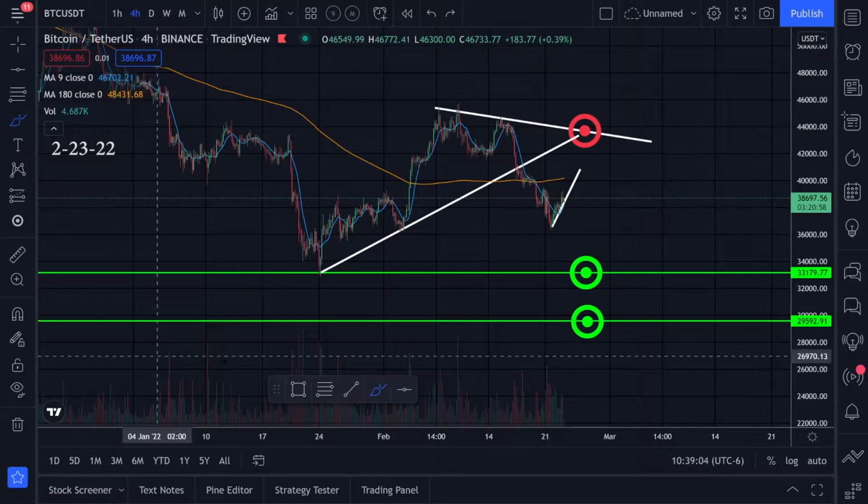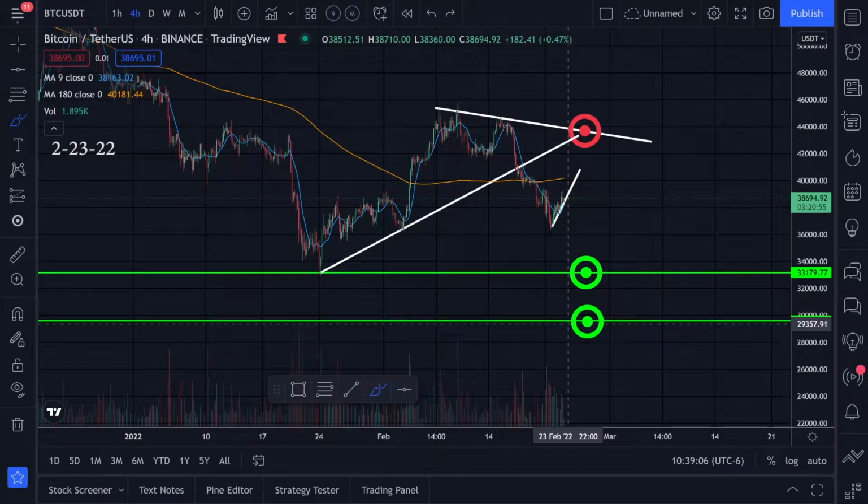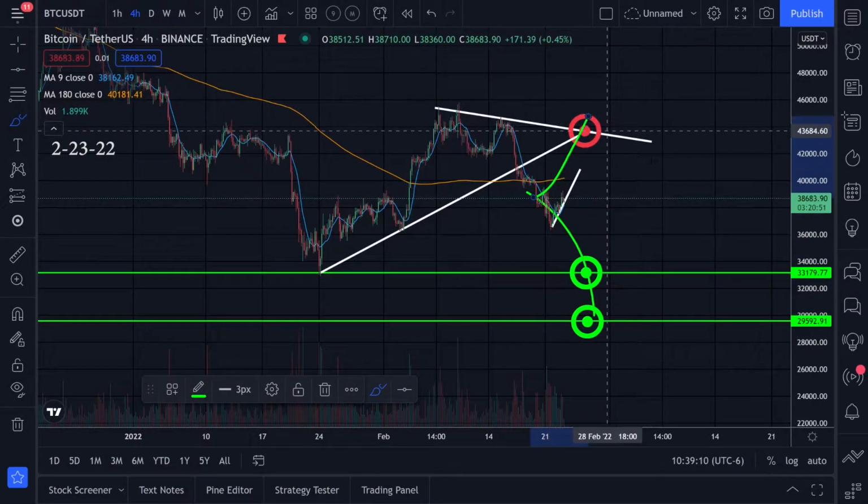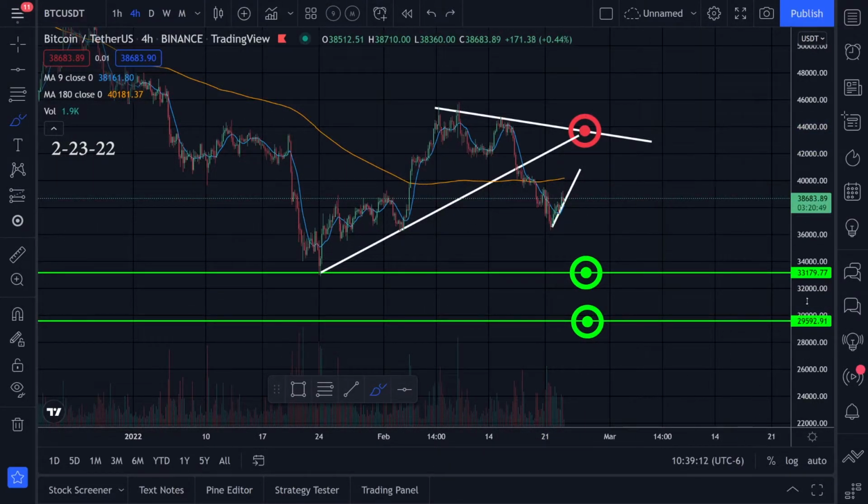Let's take a look at the chart action for Bitcoin. Okay, so here's what I'm looking at. These are my targets going to the downside and my targets going to the upside. To the downside, I'm looking at 33,179 approximately and 29,592. Let me go ahead and delete everything and show you why I was looking at that.